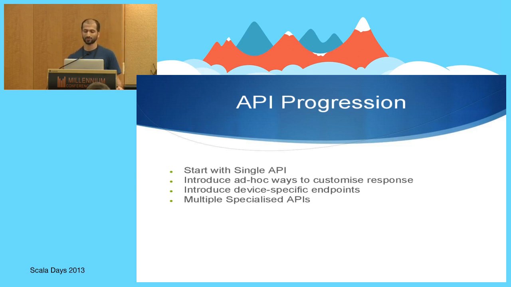So you start introducing ad hoc ways to customize the response. Have a request parameter here to, for example, return fields that are bigger and so on. And this is a road to a very big mess where there are inconsistencies and it's difficult to understand and to maintain the code. So eventually, you even start introducing device-specific endpoints, and finally, you end up with multiple specialized APIs, which are hard to maintain because whenever you add a new feature, you have to add it to all of these APIs instead of a single one.